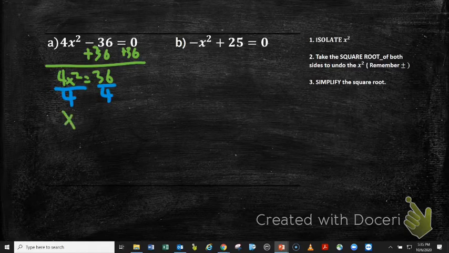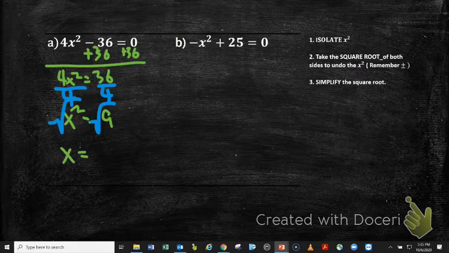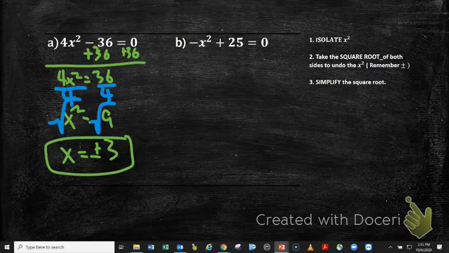And then we get x squared equals 9. And we just actually did this one, right? So now that I have this by itself, I can take the square root of both sides. That undoes the x squared and gives me x equals plus or minus the square root of 9. Well, what's the square root of 9? It's 3. And that's my answer.